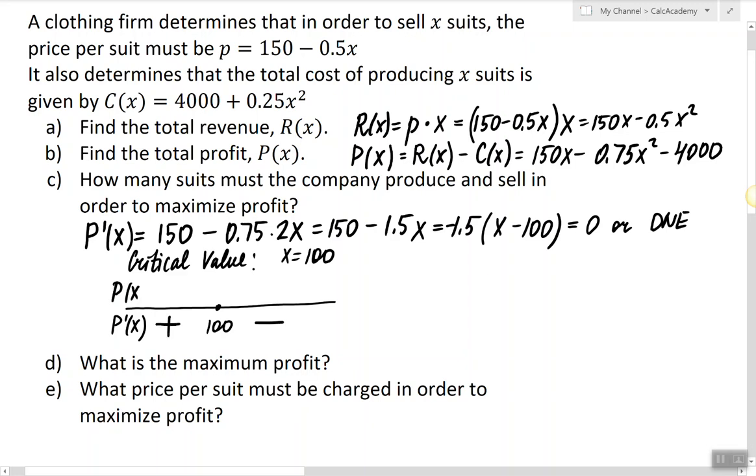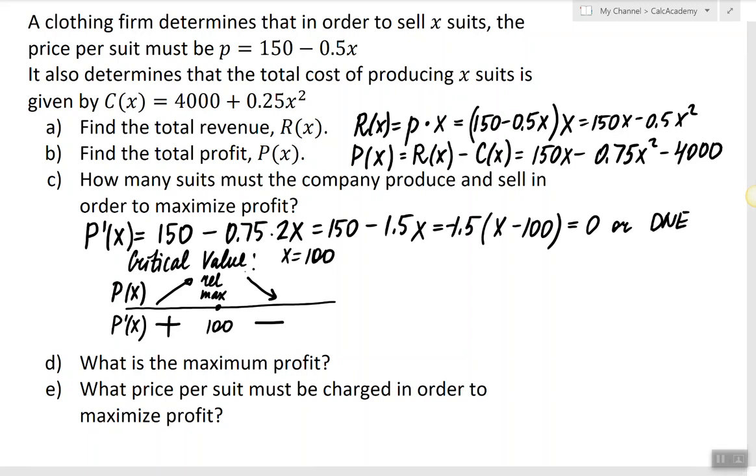That means the profit function will be increasing to the left of 100 and decreasing to the right of 100, meaning at 100 we're going to have a relative max. Since the function, from the way it looks on the sign chart, doesn't increase any further, we may also conclude that at 100 we're going to have the absolute max.